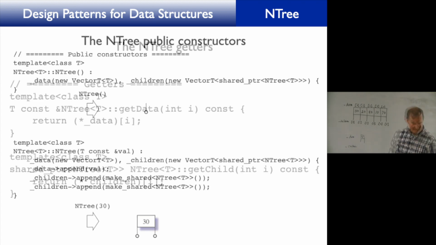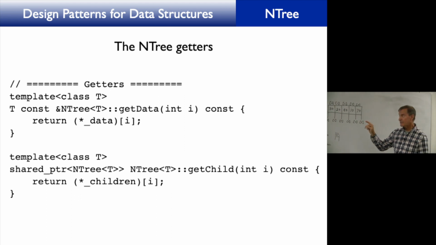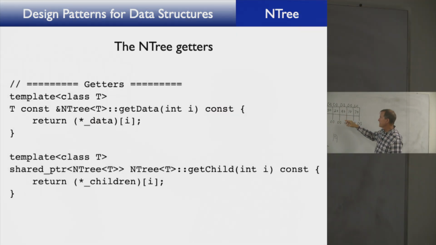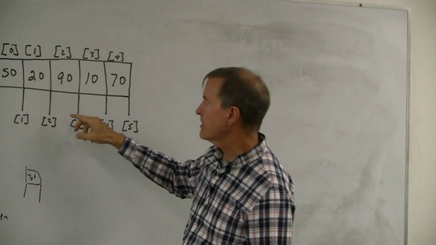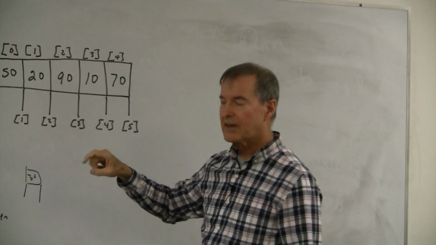Okay. And then we have these getters. This is the implementation of the getter. Now let's see how this code works, because what is the type that get data returns? Type T. Oh, and by the way, you give it the index from which you want to return. For example, if we said get data parentheses 2, what would get returned here? 90. Now, do you see how that works?